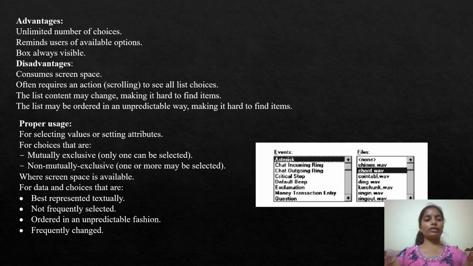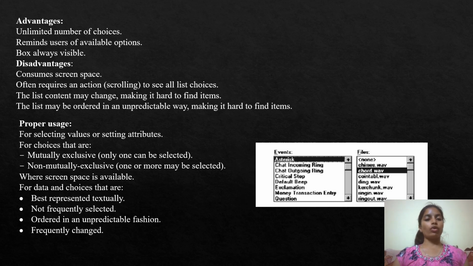Advantages and disadvantages. Advantages include an unlimited number of choices, reminds the user of available options, and the box is always visible. Disadvantages include that it consumes screen space and often requires an action to see all the list choices. The list content may change, and it may be hard to find the items. It may also be ordered in an unpredictable way, making it hard to find the items.